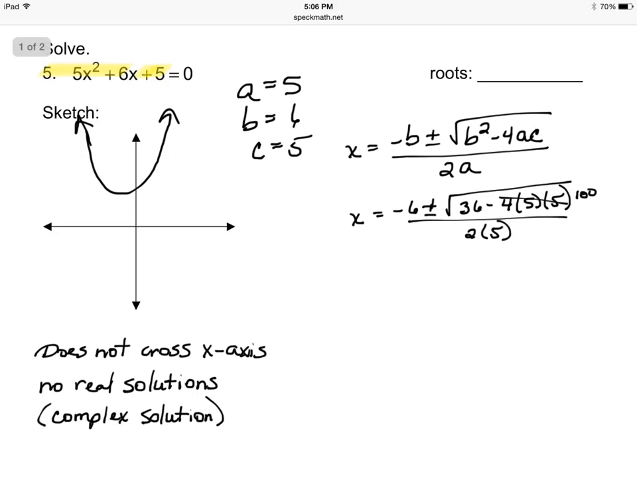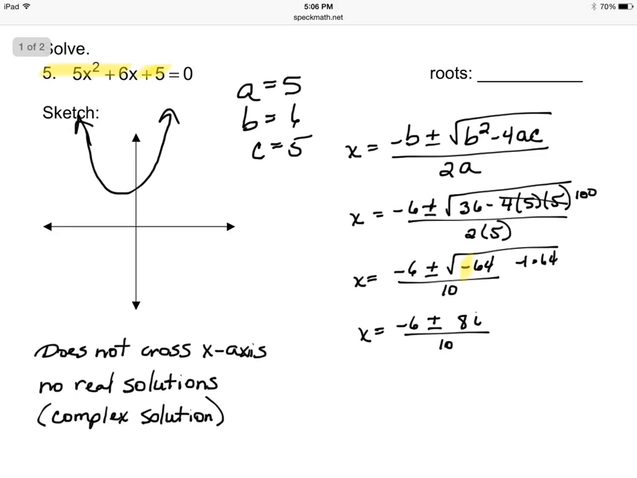Okay, so what you have now, next, x equals negative 6 plus or minus the square root of negative 64 over 10. Okay, so now we've got this negative under the radical here, which means we're going to have an i in our answer. So x equals negative 6 plus or minus the square root of 64 is 8, and then the square root of negative 1, remember that's the negative 1 times 64, that's the same thing. So that's 8i over 10.